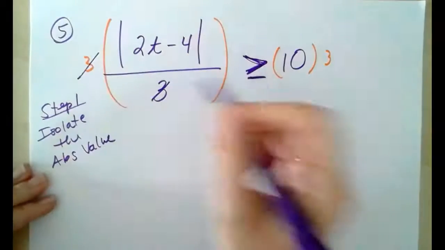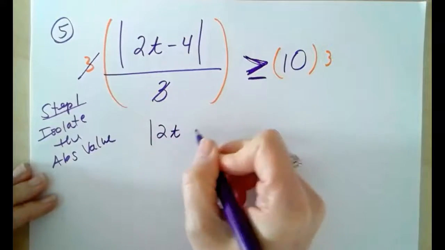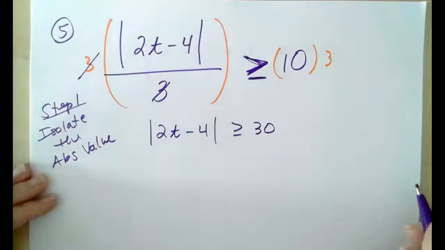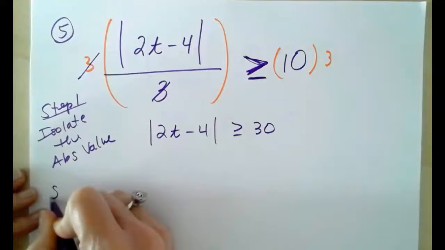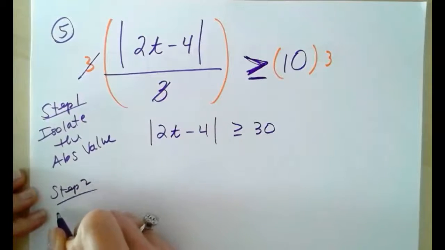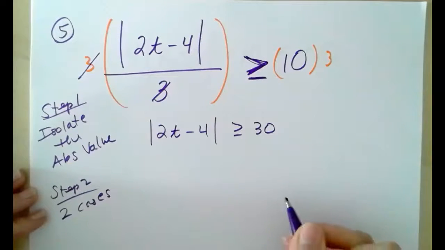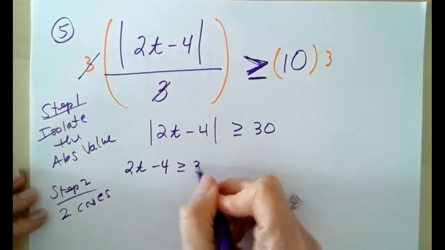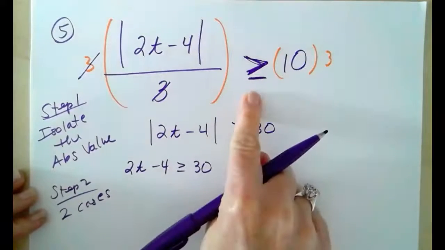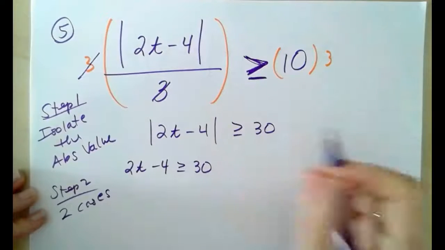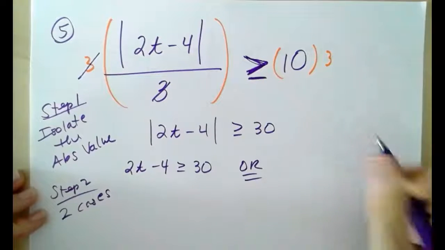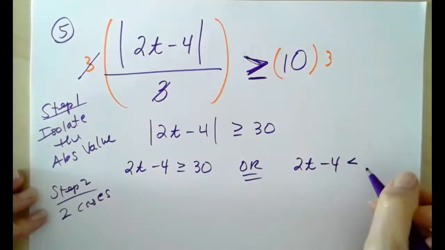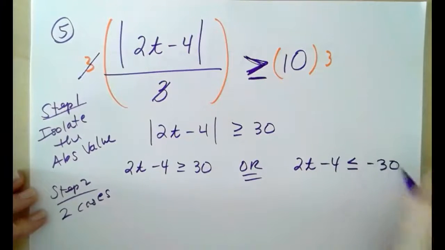So the 3's cancel and we get the absolute value of 2t minus 4 is greater than or equal to 30. That is step 1. Step 2 is to set up the two cases. So we end up with 2t minus 4 is greater than or equal to positive 30. And remember, this is a greater sign, so this will be an or situation. Or 2t minus 4 is less than or equal to negative 30.